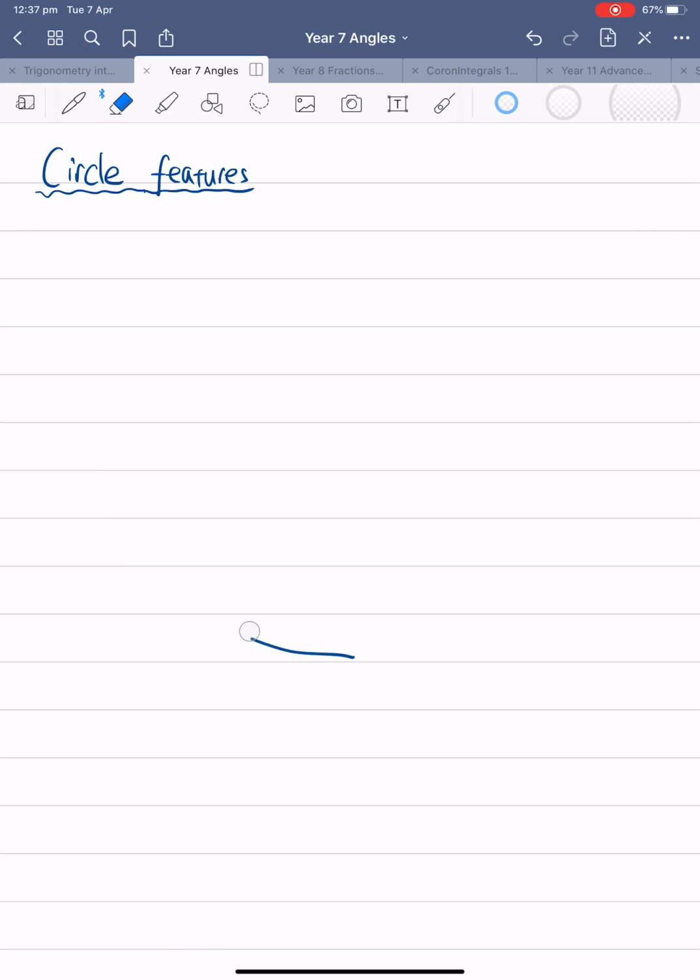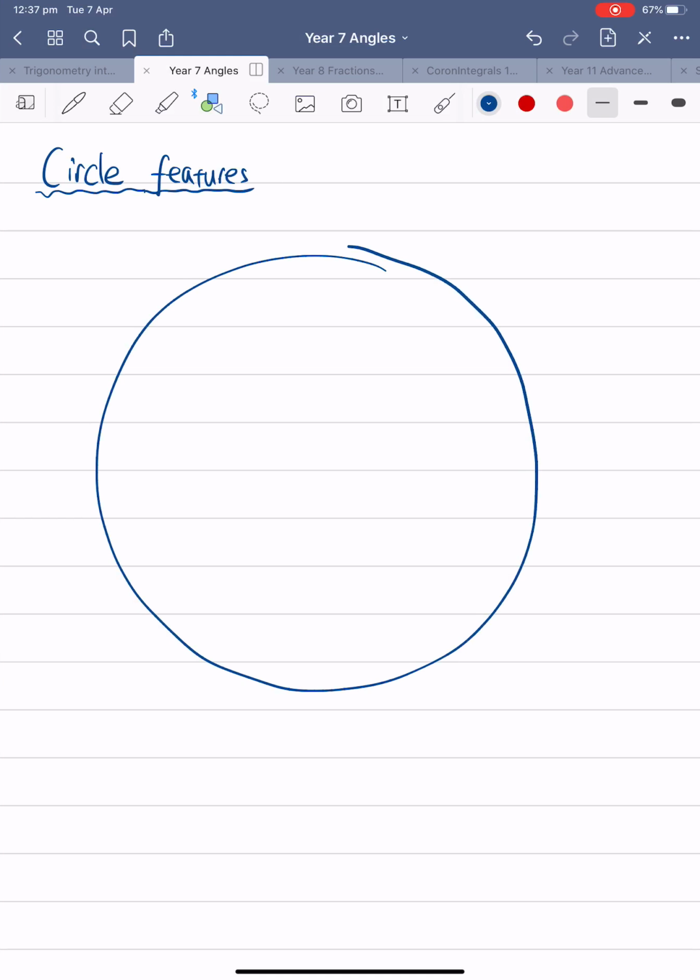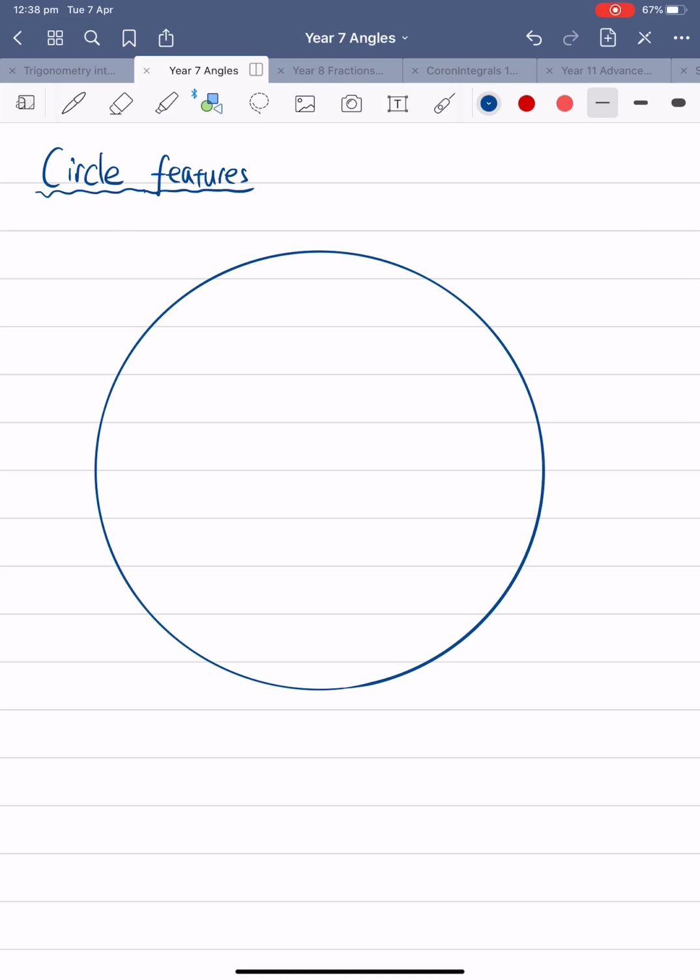That's an ugly circle. Alright, so that's a pretty good circle.